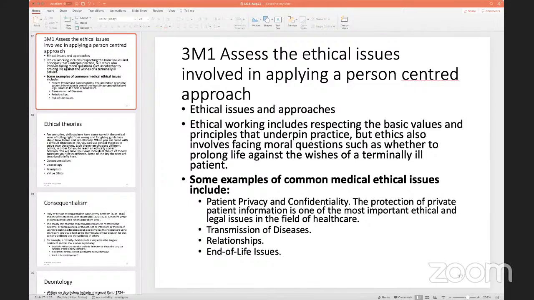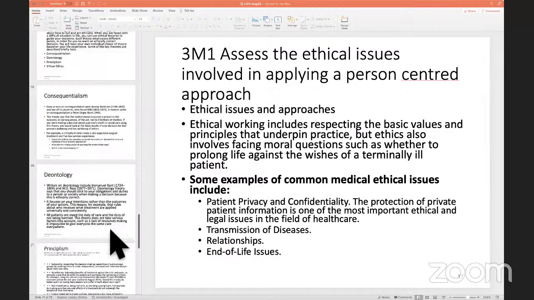Whichever one you are comfortable with, like patient privacy and confidentiality, which is related to the core 8 principles of person-centered care, I would suggest you could pick that up and explain that with an example, and that would help complete the criteria for assessment.